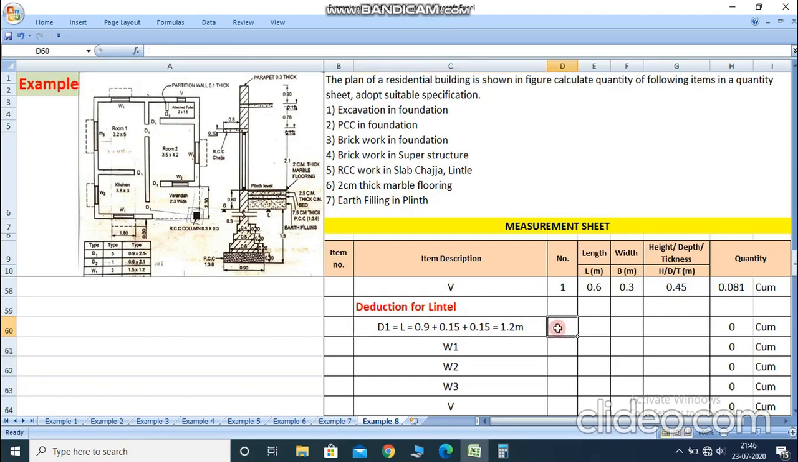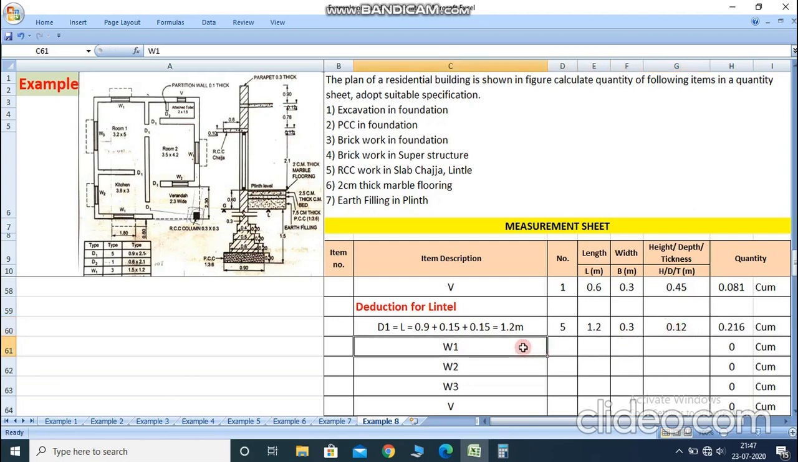Here the number of door 1 lintels is 5, then the length is 1.2, which we already calculated, and the width of the lintel is the same as the wall thickness. So here width is 0.3, and the thickness of the lintel is already given in the section part. In the section part, 0.12 thickness is given, so 0.12 means 12 centimeter lintel thickness is provided.